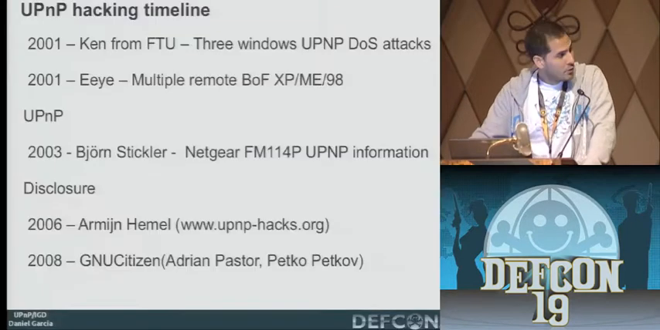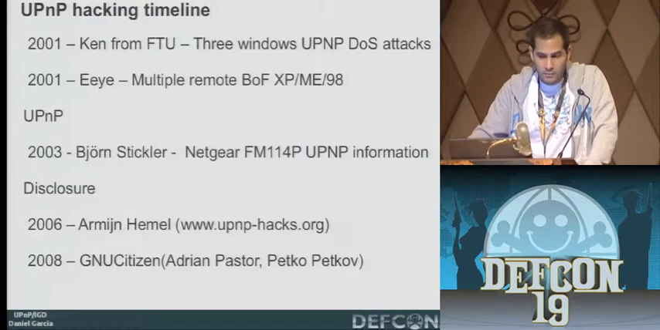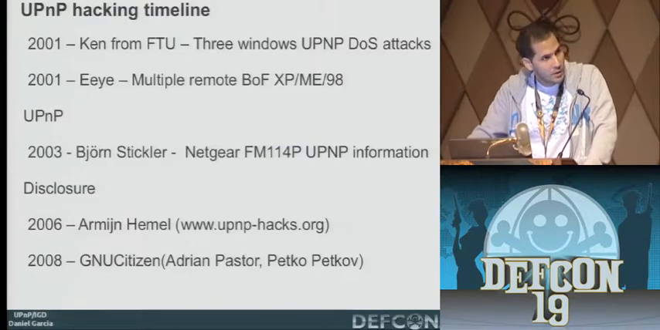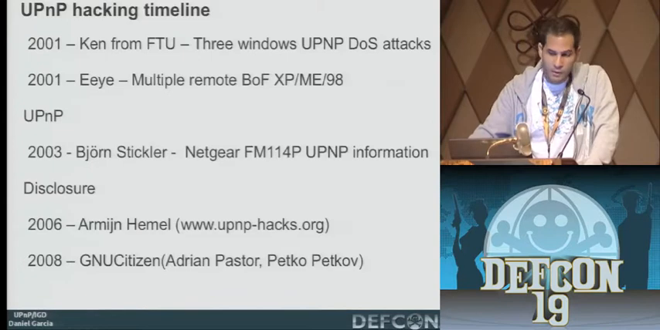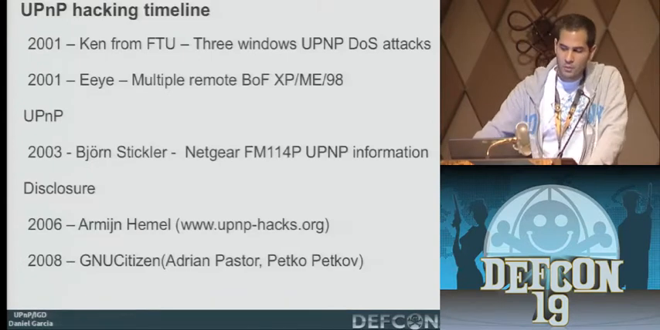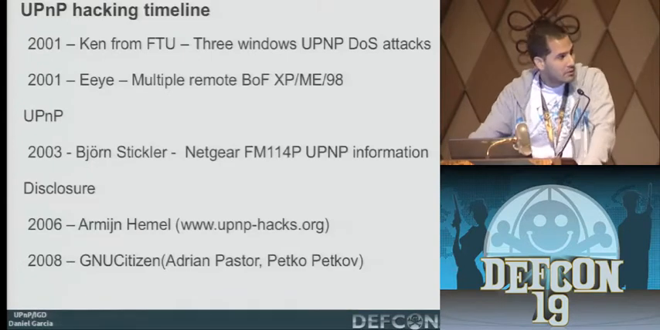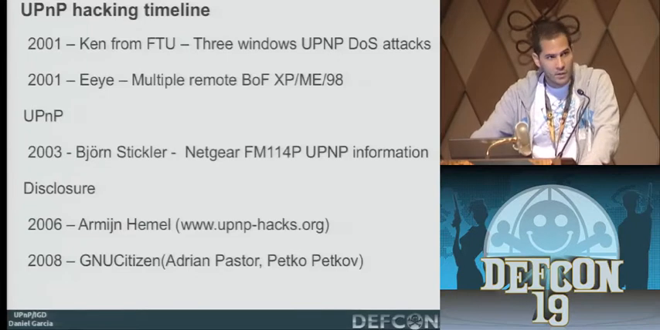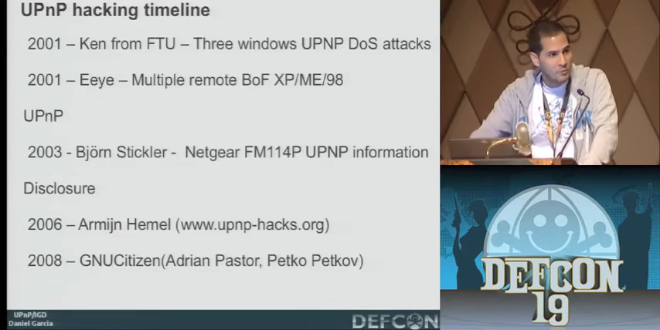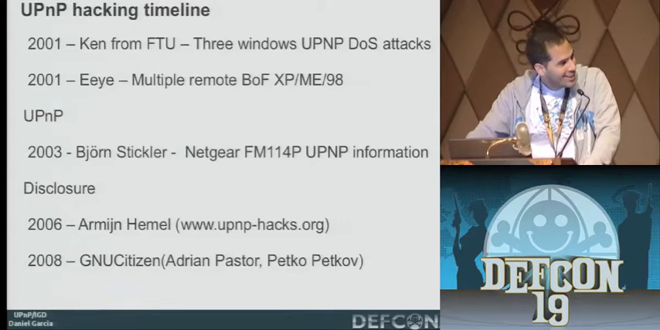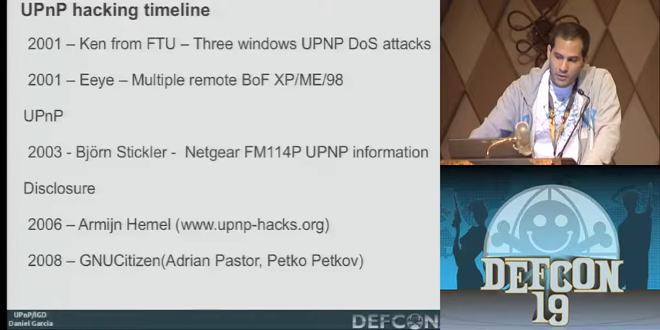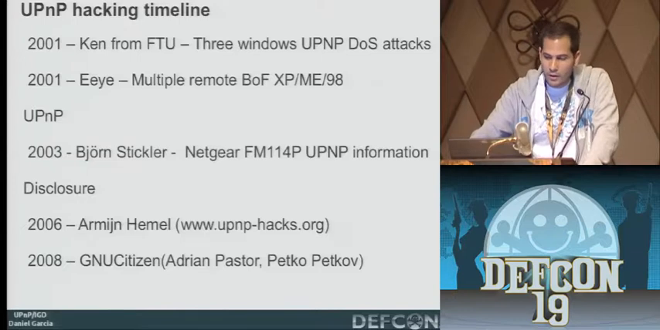So let's do a bit of the UPnP hacking timeline. It started in 2001, from FTU Security. He found a couple of denial of service attacks for the Windows XP stack. Obviously, UPnP was implemented in Windows XP first, Microsoft wanting to promote the technology. Then in 2001, again, EI published buffer overflows for the same stack. You probably remember that one.